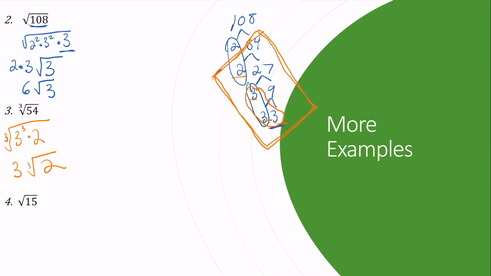Now what about the square root of 15? Well, 15 factors into a 5 and a 3. There are no perfect squares hiding in the square root of 15, so this is fully simplified.